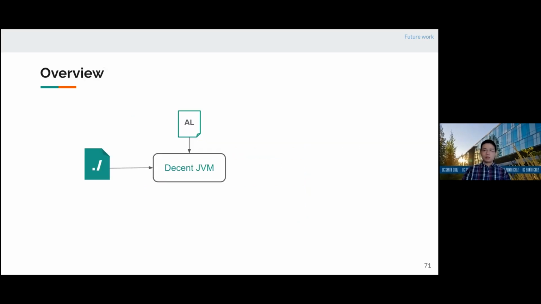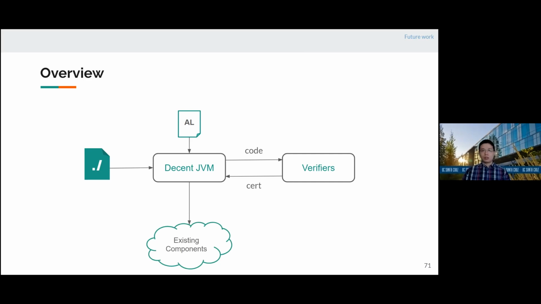And now let's see how these work together. First, the DecentJVM loads in the Java code and the auth list. And then it will send the code to the verifier for verification. And if the verification finishes successfully, then the verifier will issue a new certificate to the DecentJVM. And then the loaded code can use this new certificate to communicate with any existing components.